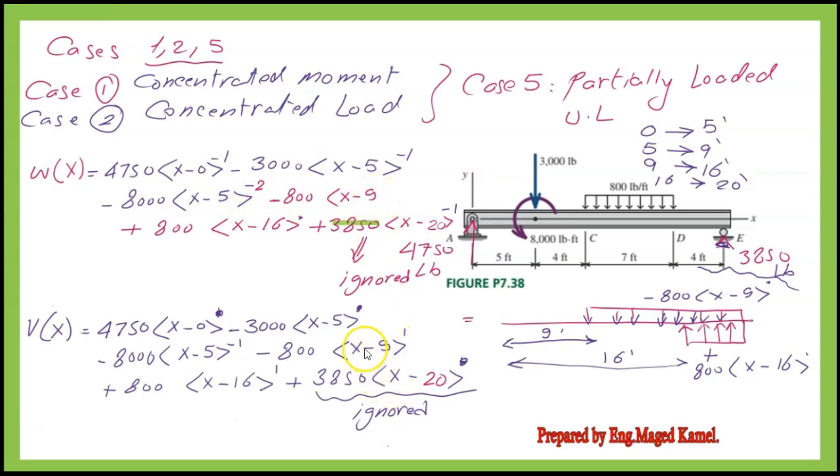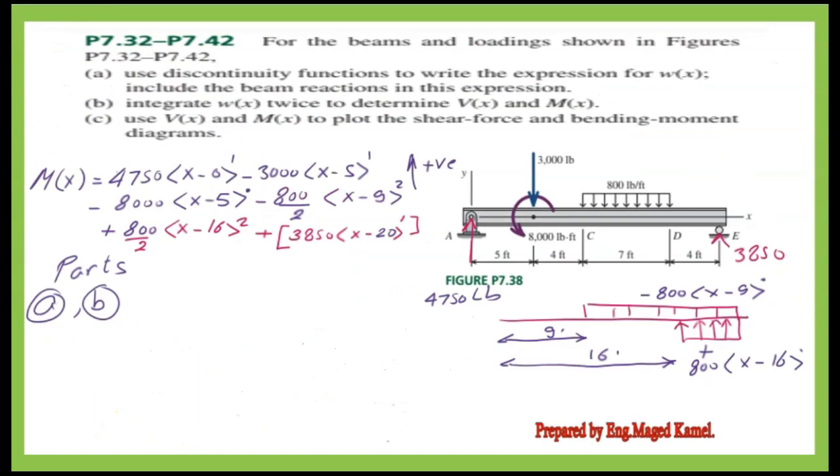We'll add 1, it will be x minus 9 raised to the power of 1, plus 800 multiplied by x minus 16 raised to the power of 1, plus 3,850 multiplied by x minus 20 raised to the power of 0, which is ignored in the calculation. In the next slide, we continue to integrate.